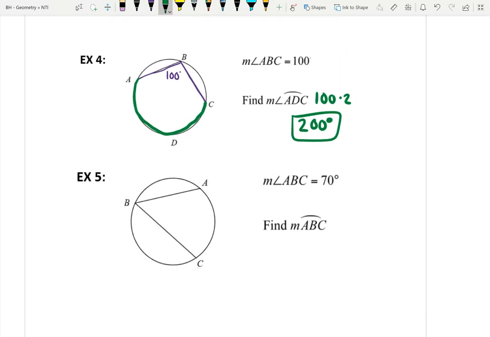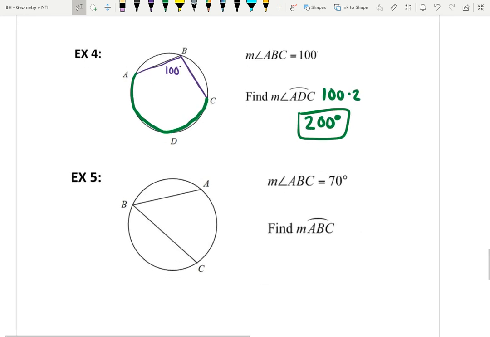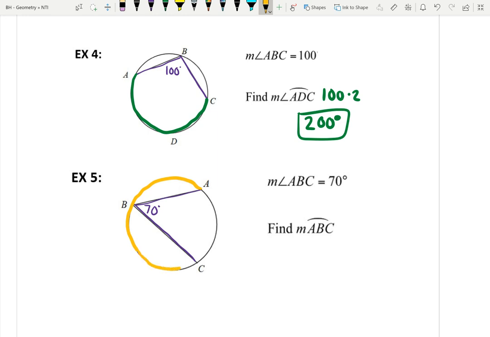And then example 5, last one. This one does apply a couple other concepts. So let's talk through this. Don't lose me. Okay, so you've got angle ABC is 70 degrees. So again, they're giving you the inscribed angle this time. And it wants you to find the arc measure of ABC. So I always recommend you actually trace over those and don't just go through the process. So start at A, go through B, and end at C.